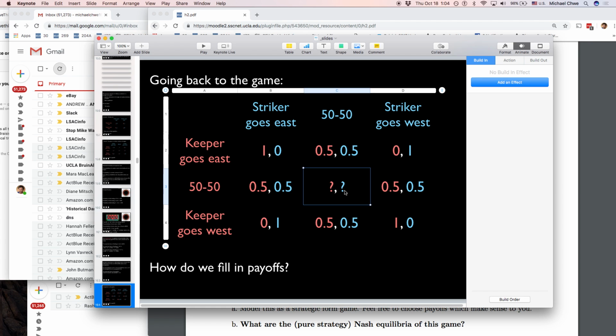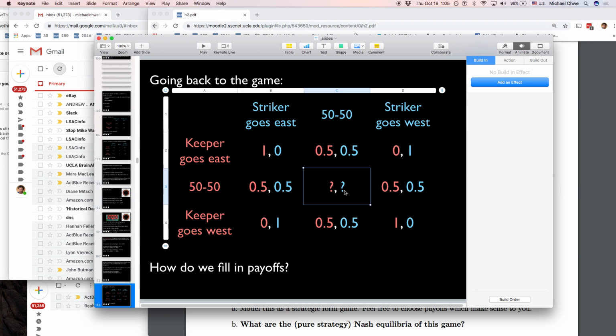Okay, let's do the striker. The striker, this happens with probability 1/4. The striker gets what? 0, right? This happens with probability 1/4. The striker gets a 1. This happens with probability 1/4. Gets a 1. This happens with probability 1/4. It's a 0. This number is 1/4 plus 1/4. Just look at that. Are we okay? So this is always slightly more complicated, but still we can do it, yeah?